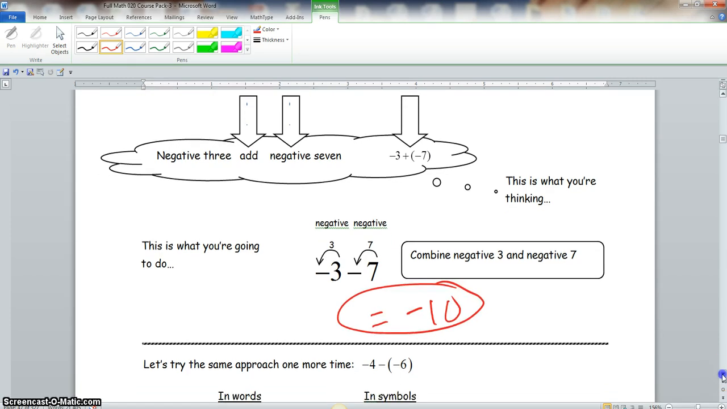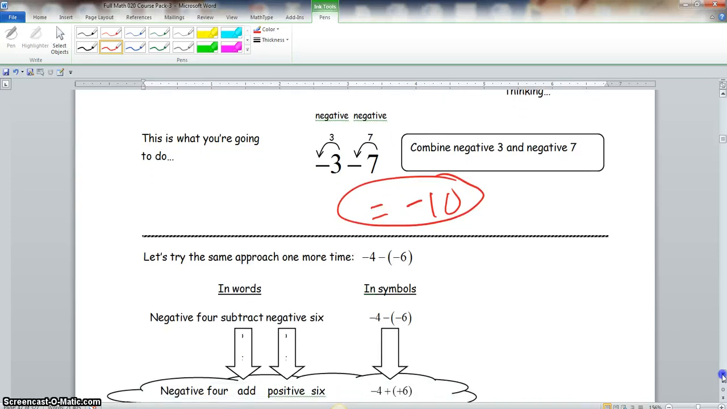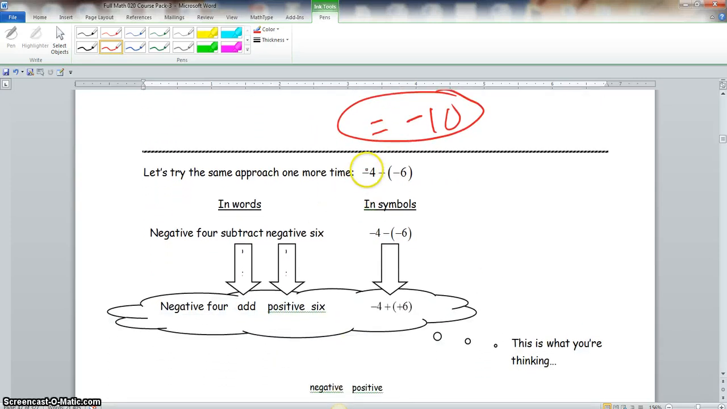Okay. Now it says let's try the same approach one more time. Now if you notice, this problem is a little different because we start off with a negative number and then minus another negative number. So it says here negative 4 subtract negative 6. So that is the same as negative 4 and then we add positive 6. So it'll be negative 4 plus 6.